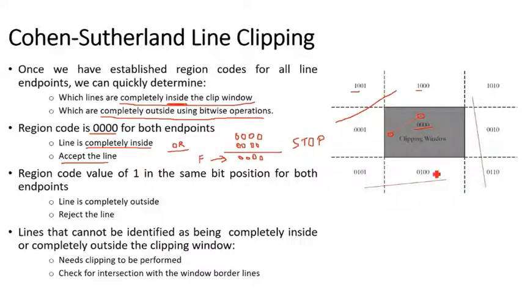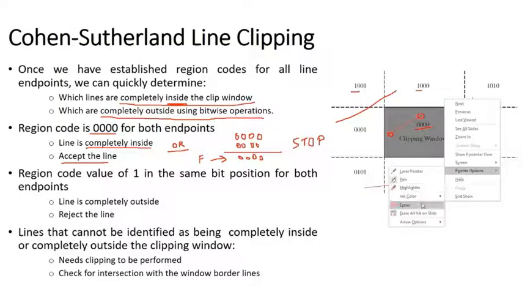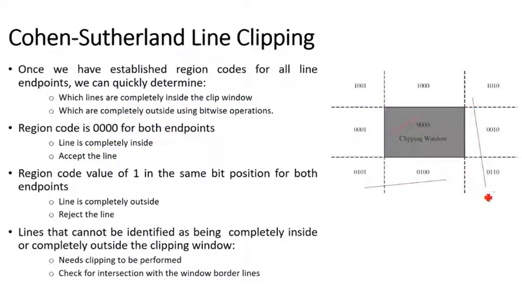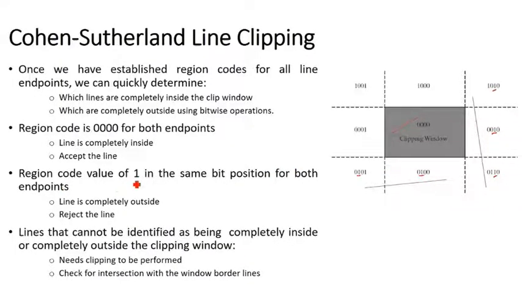Over here, this line is residing on the top, right side of the clipping window, and this line is residing on the bottom side of the clipping window. Since both the points reside on the bottom, this bottom bit is always set. Similarly, since this resides on the right side, the bit that represents the right side of the clipping window is always set.